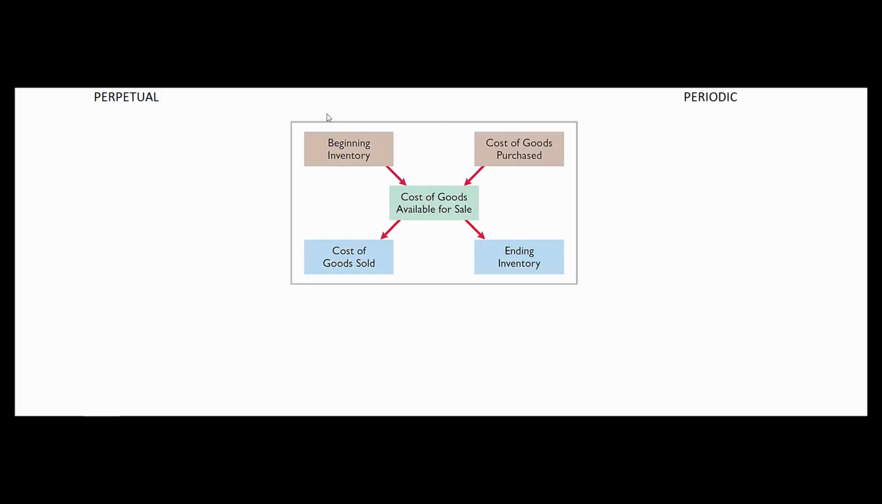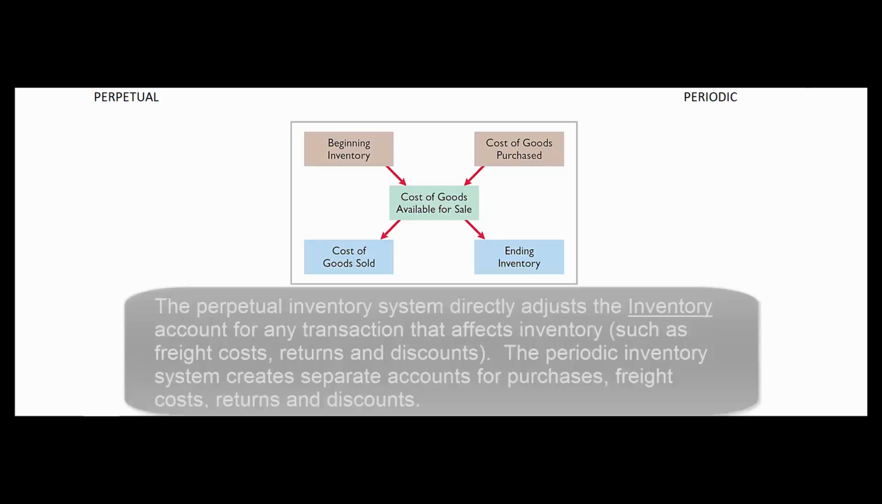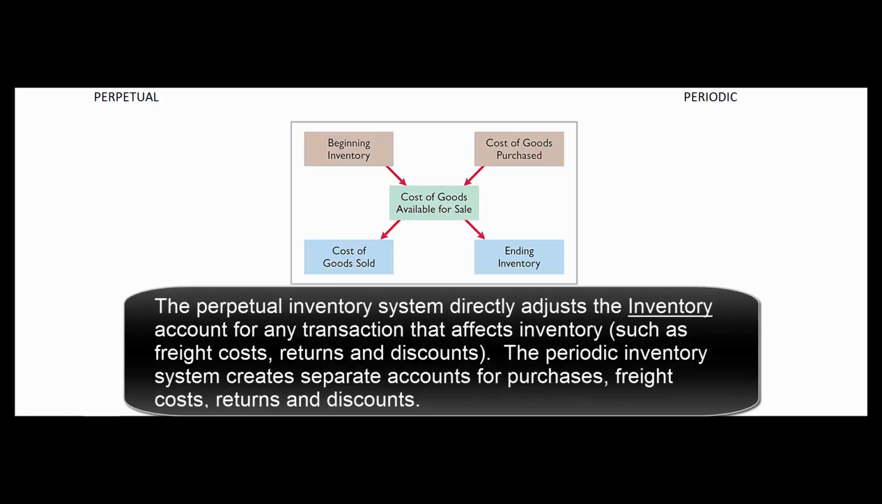So big picture, the concept is beginning inventory plus what we bought gives us our goods that are available for sale. And then at the end of the year, either we sold them or they're left in ending inventory. It's just a different mechanical approach whether we perpetually update our inventory or whether we wait to the end of the period. So let's look at some sample journal entries about how we track the actual cost of our inventory. The perpetual inventory system directly adjusts the inventory account for any transaction that affects inventory, such as freight costs, returns, and discounts. The periodic inventory system, on the other hand, does not do this. Instead, it creates separate accounts for purchases, freight costs, returns, and discounts.